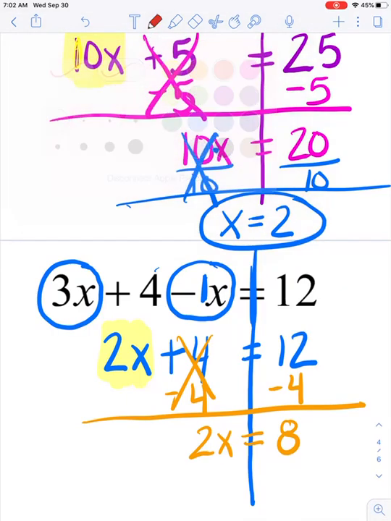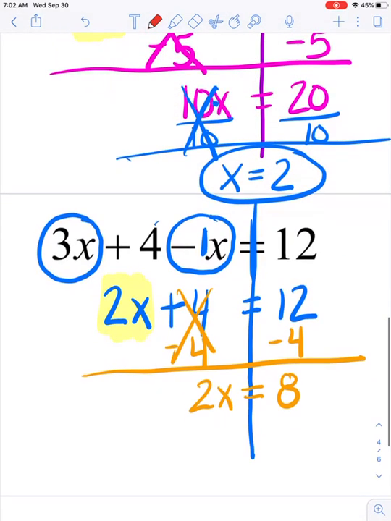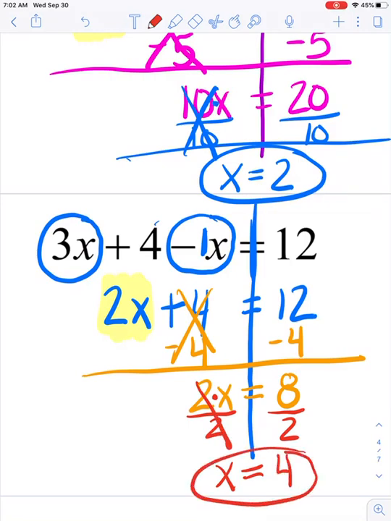Now my last step here, I have 2 times x. The opposite of multiplying is dividing, so I'm going to divide each side by 2. So it looks like I get x is equal to 4, which is what I want. I want to get my variable by itself and figure out what it equals. X is 4. Hopefully this is going well for you.